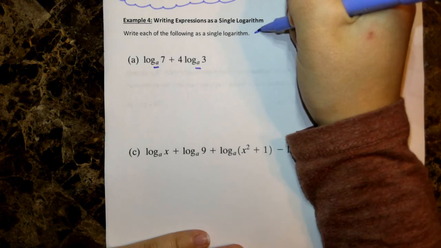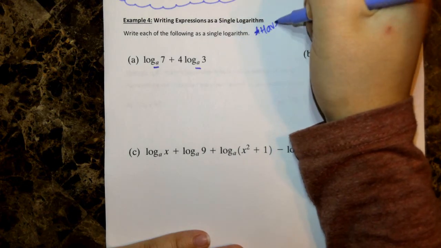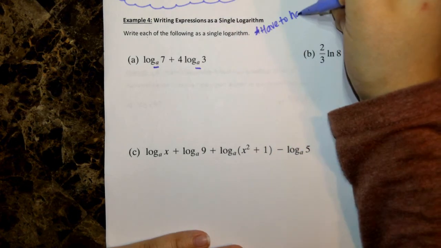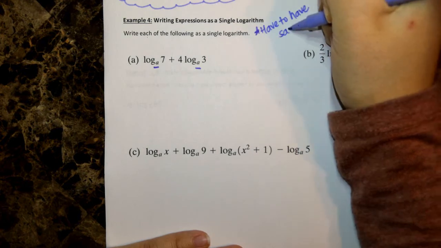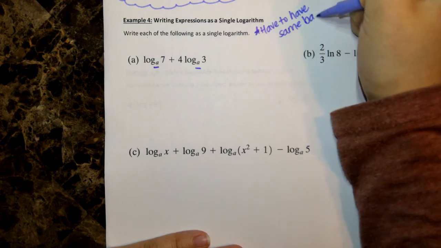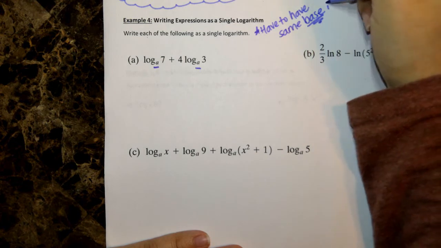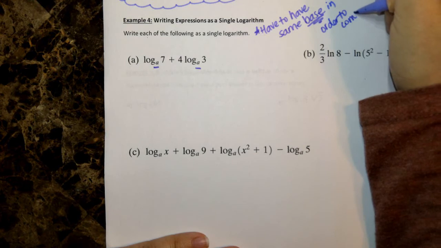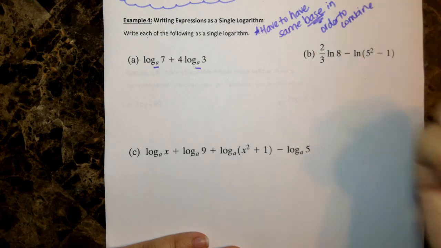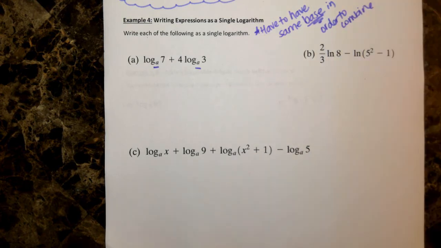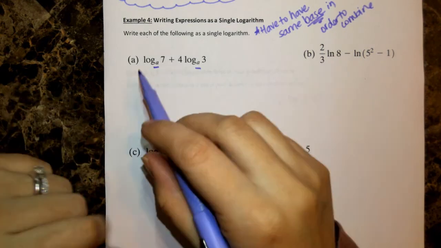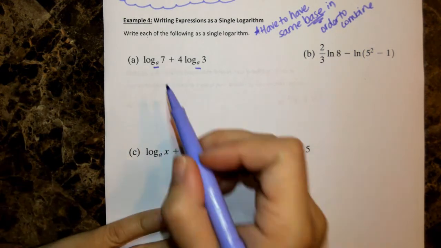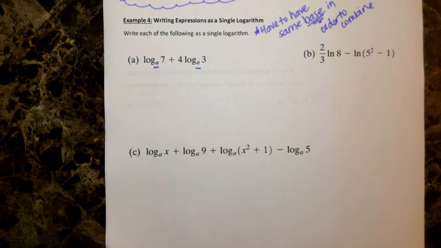And I'll go ahead and write that. They have to have the same base in order to combine them using our properties. And in this case they do, and on all these problems I notice that they do, so I know we won't have a problem there. But we can't just combine any 2 random logarithms. The base is the same, base A, so I know I can combine them.